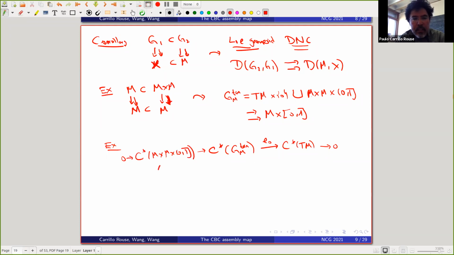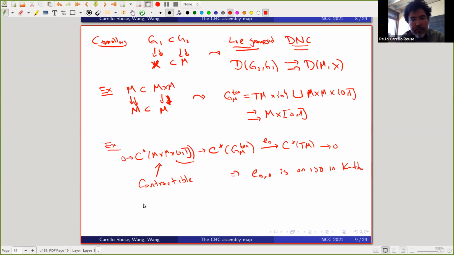And in fact, this algebra is contractible because of the presence of this interval. And then if you have a theory, for example, K theory of C* algebras, that has six term exact sequences and a homotopy invariance and all that, then the induced map in K theory is an isomorphism in K theory, for example.